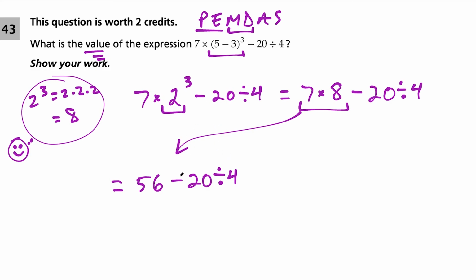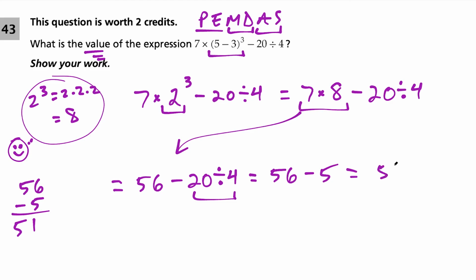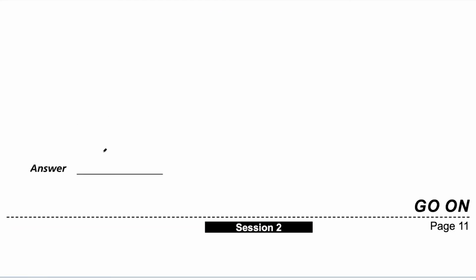So now next we have subtraction and division left, but notice that division outranks subtraction. Subtraction is last. So we would do 20 divided by 4 first, and that would work out to 5. So we have 56 minus 5. And now the last bit of math to do here, you could do the long subtraction on the side. 56 minus 5, 6 minus 5 is 1, and the 5 just carries down. So this tells us our solution is 51. So let's just record our answer. The expression simplified to 51.